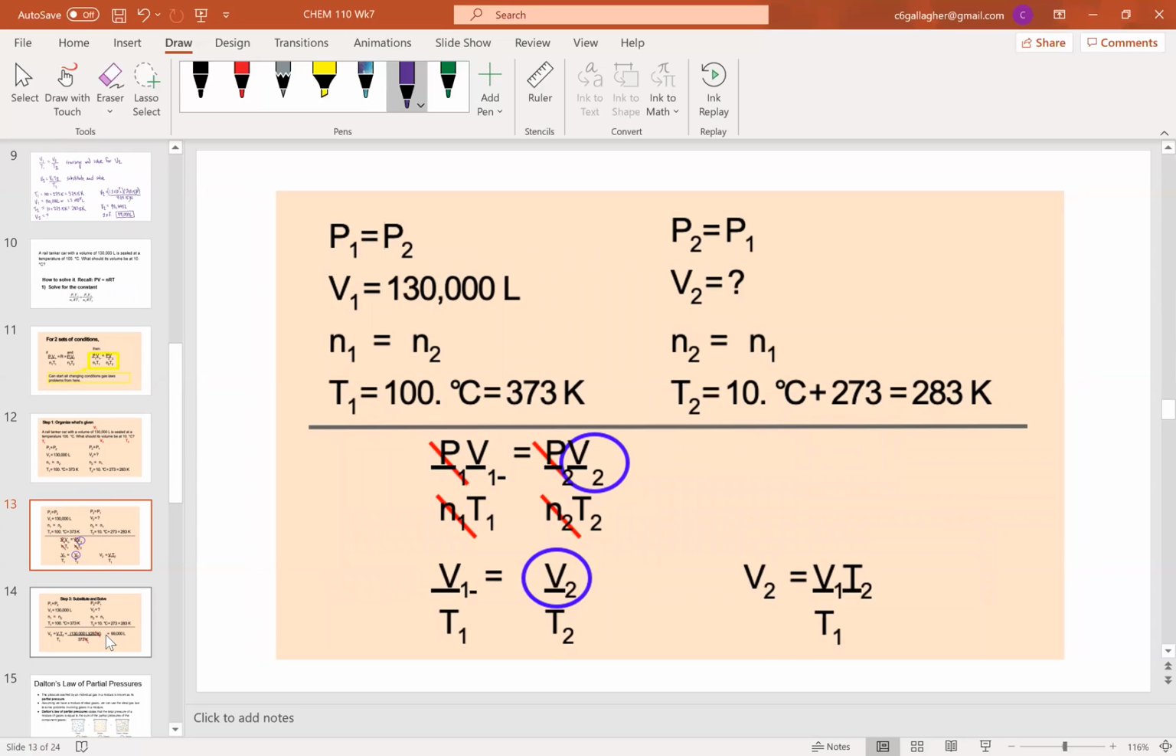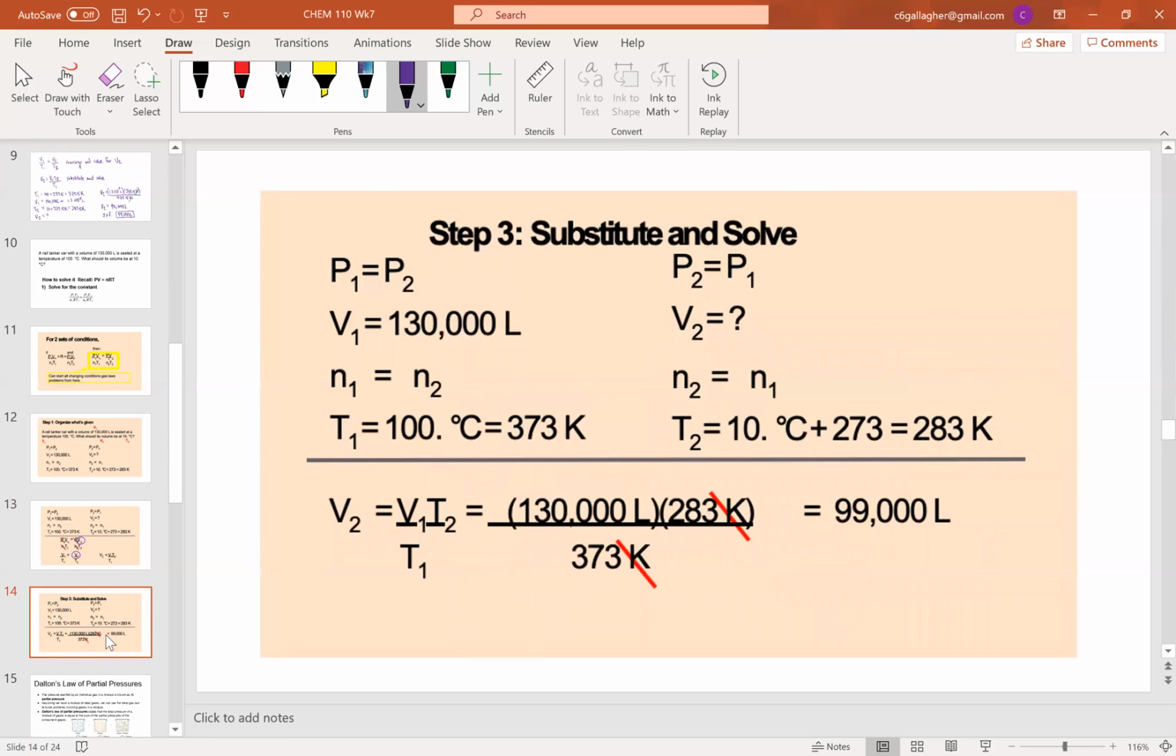So notice when we rearrange and solve, we're solving for V2 in this case. You want to do all of that algebraic manipulation before you substitute and solve. You're less likely to make mistakes that way. And then, if you've already identified your variables, it's super easy to then substitute and solve. And notice our units cancel, and our final answer gives us 99,000 liters. Because again, we have those 2 sig figs.